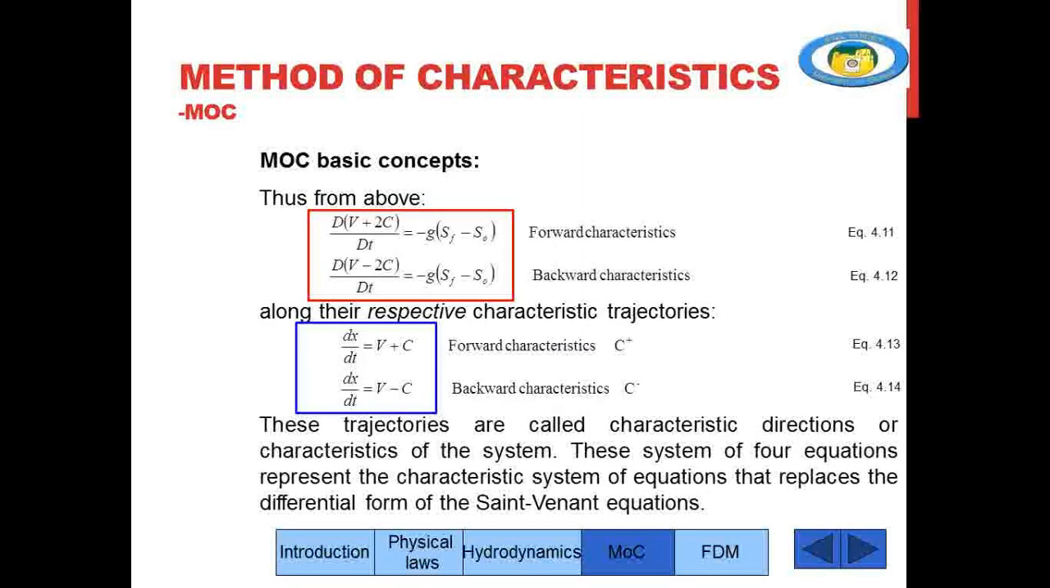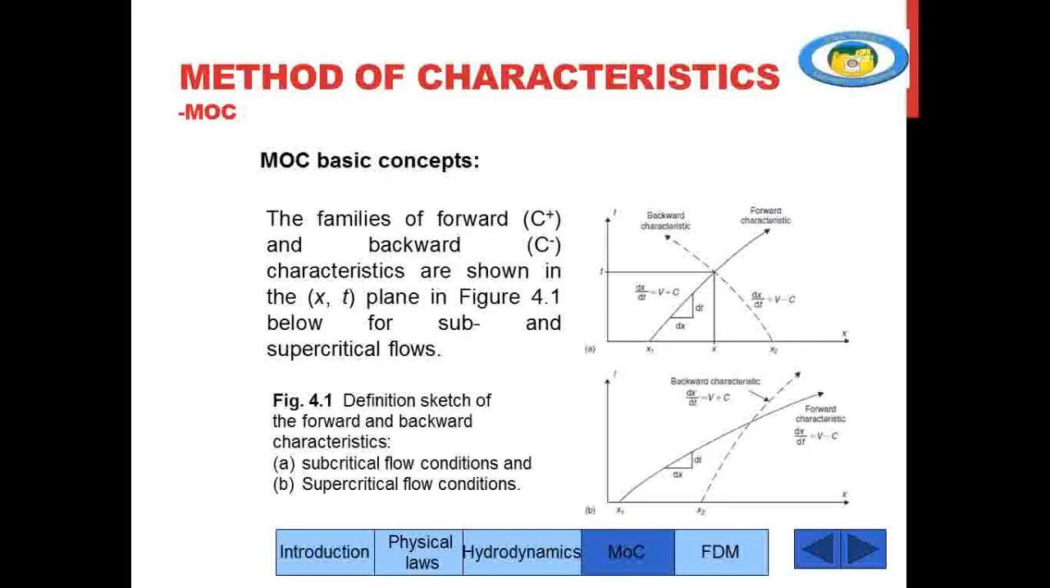That will replace the differential form of the Saint-Venant equation. From now on, we no longer talk about the Saint-Venant equation as it's commonly expressed, but we would employ equations 4.11 to 4.14 to describe this system of equations. Now, as you can see here, the families of the forward and backward characteristics, C plus and C minus, information would propagate along those lines.